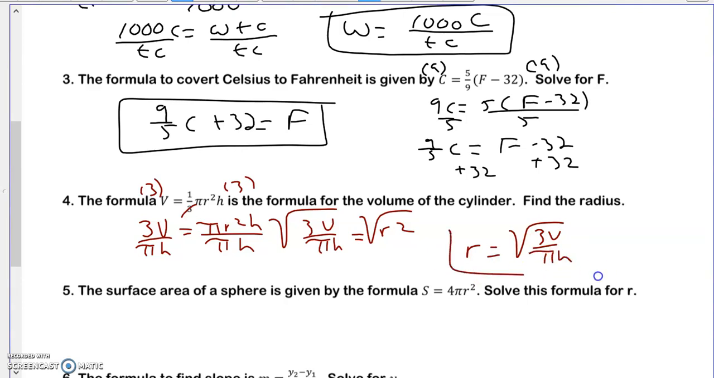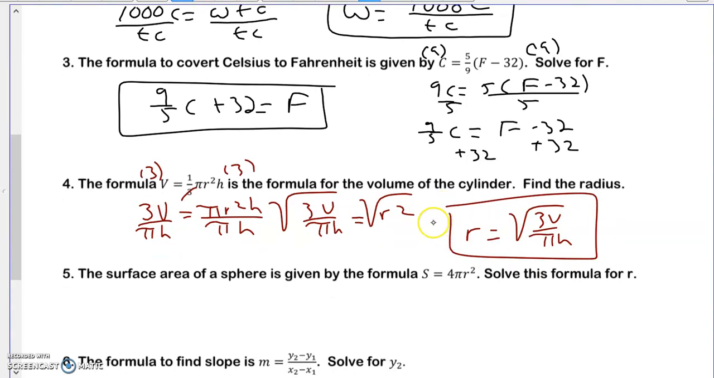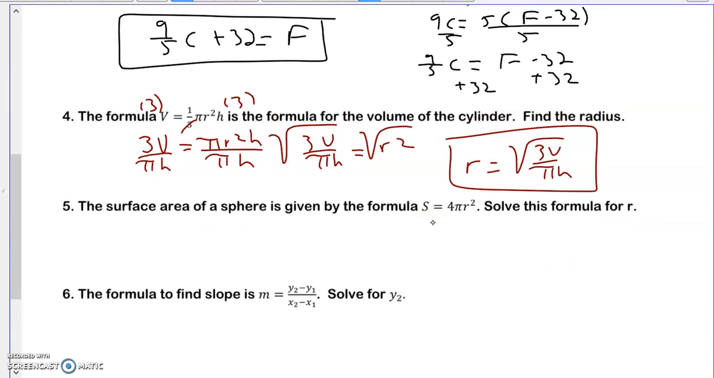Now this one, we're going to do the surface area of a sphere. It's very similar to the one before. I'm going to multiply by 4 and pi, and then I'm going to have S over 4 pi equals r squared. Then I need to take the square root.